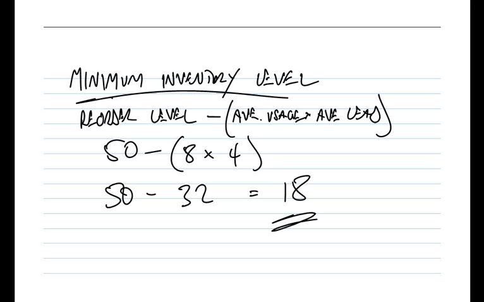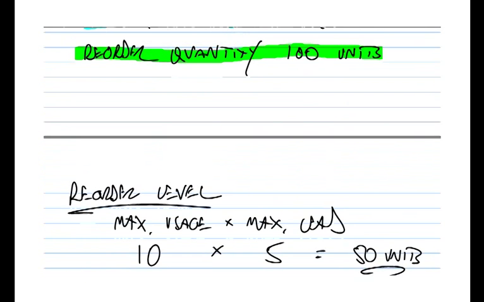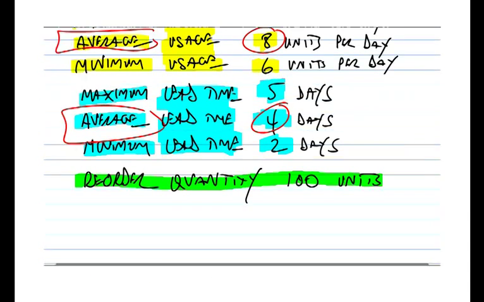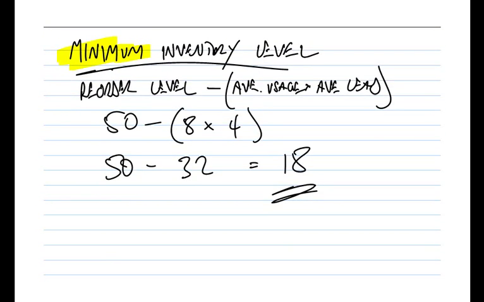Now, I always think that the name minimum inventory level is a little bit misleading, to be honest, because we're saying that the minimum inventory level is 18. That's assuming that we only sell 8 per day and they turn up in 4 days. Obviously, they could take 5 days to arrive. Remember, that is the maximum lead time, and we could sell 10 units per day. So we may well sell more than the 32 units that we're talking about here. So in reality, you might dip below the 18. That's why we set the reorder level at 50.